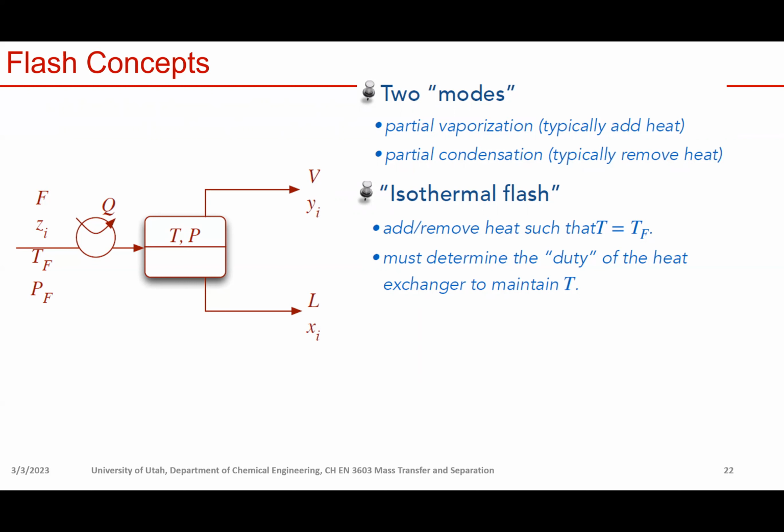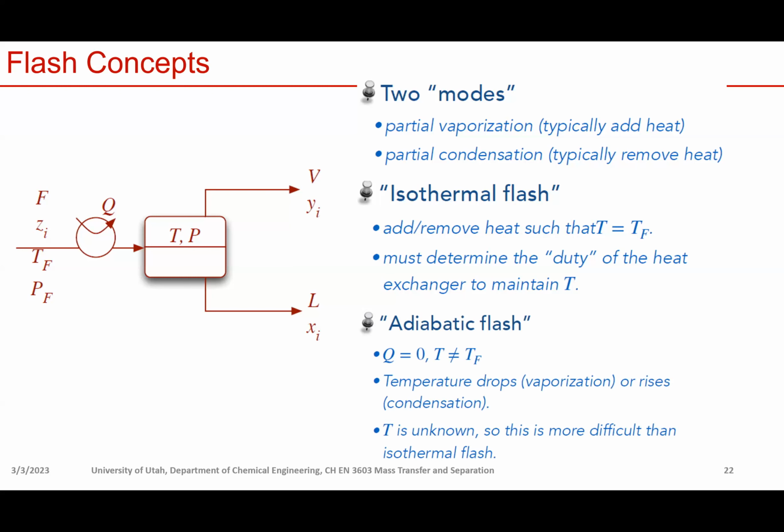If the liquid phase is partially vaporized, because we know that vaporization consumes energy, and if we don't add energy into the system, then the temperature will drop. But if we add energy into the system, we can maintain the temperature in the flash drum to be the same as the feed temperature, T equals TF, and this type of flash is called isothermal flash. But in order to maintain this condition, Q needs to be computed, because the duty of the heat exchanger needs to be computed.